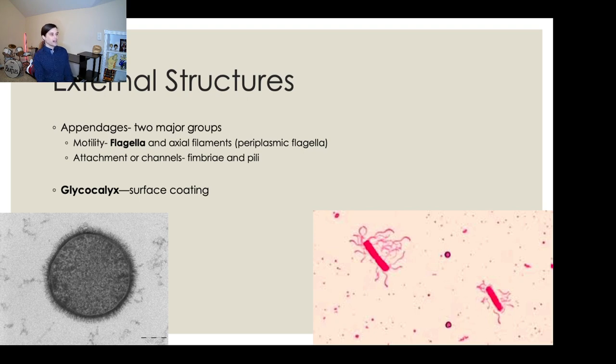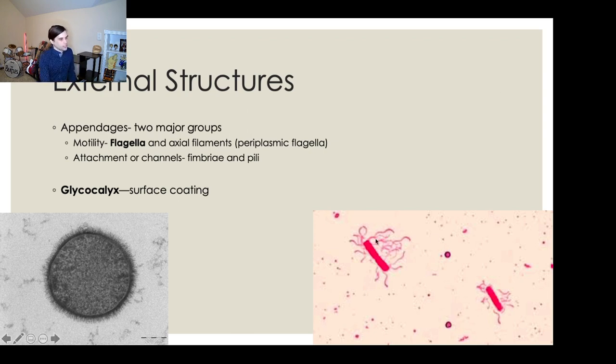So what are you going to find on the outside of a bacteria, a prokaryote? Well, the outside of a prokaryote, you can kind of break that into 2 different categories. You have the things that are used for moving or sticking onto things, appendages, things that stick out above the cell surface. And then you have the coating of the cell itself, called the glycocalyx. And those are kind of the 2 broad categories that you can look at.